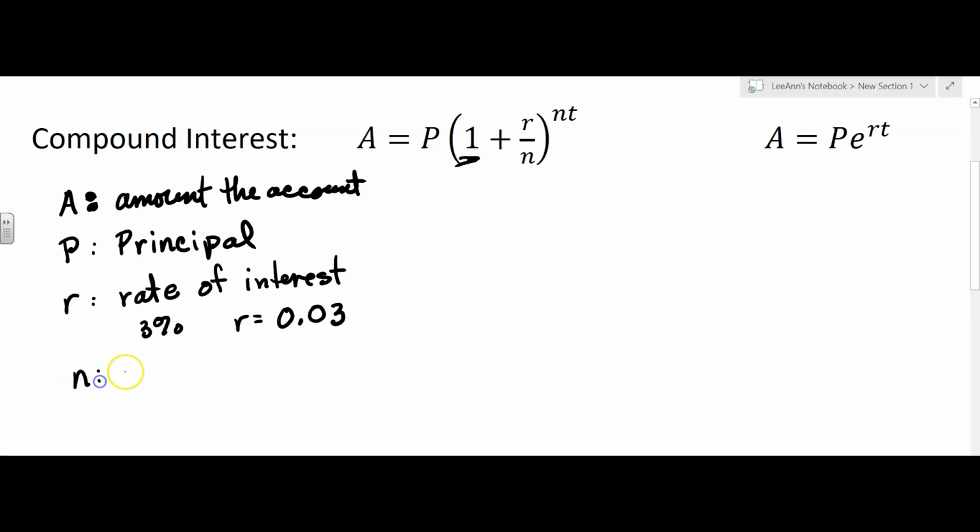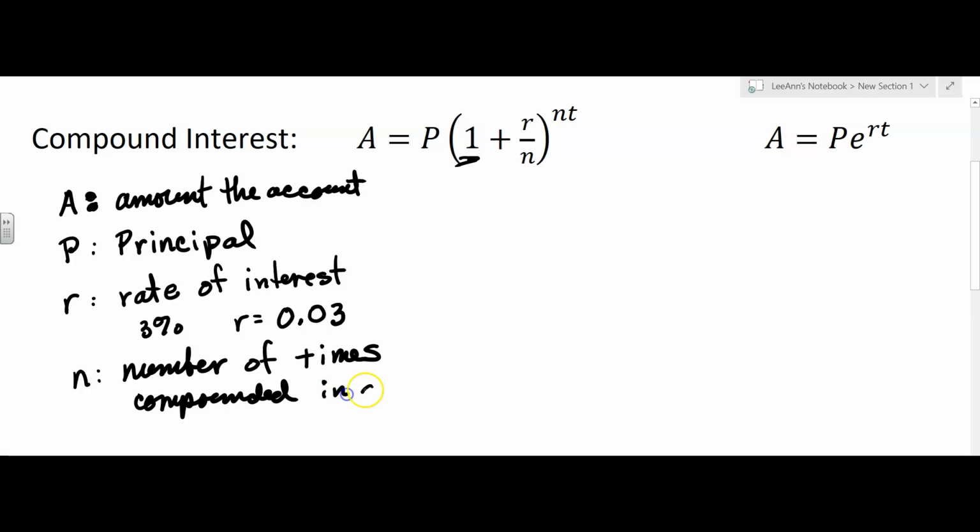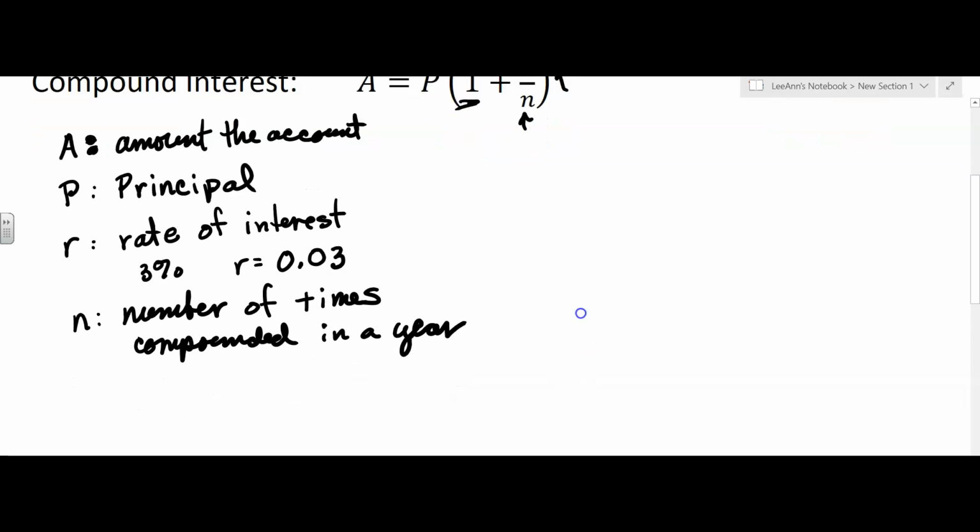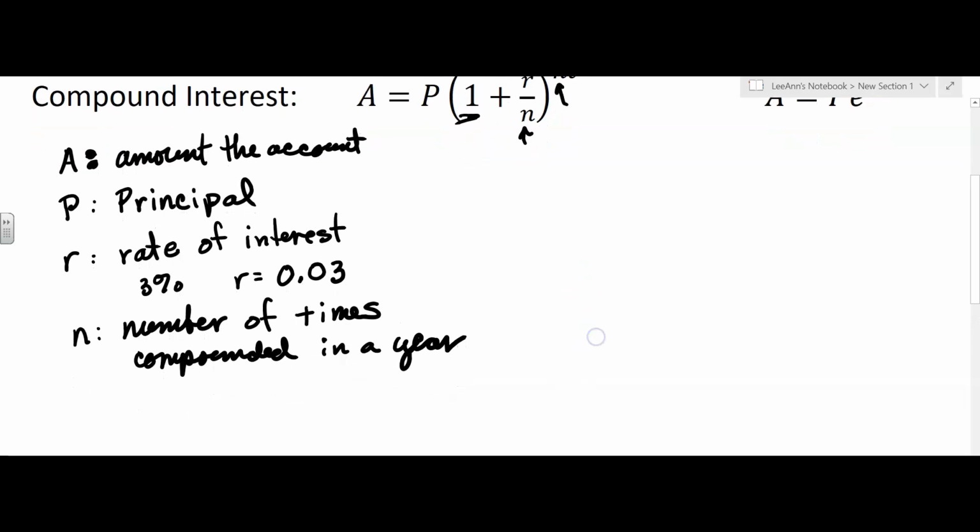N is the number of times it's compounded in a year. So my example was quarterly, that'd be 4 times a year. If it were monthly, that'd be 12 times a year. If it were daily, that'd be 365 times a year, okay? And notice that the N is used here, and it's also used up in the exponent.